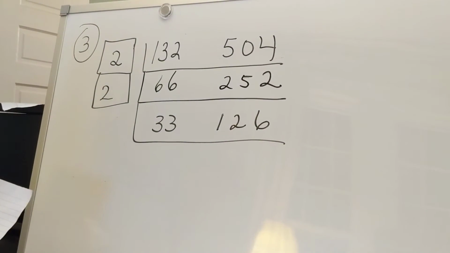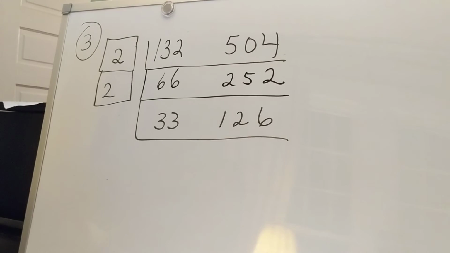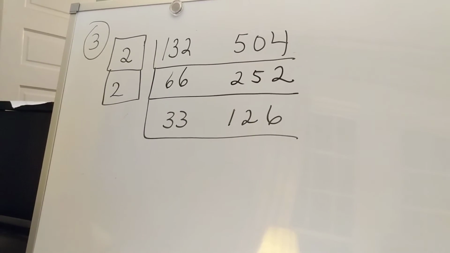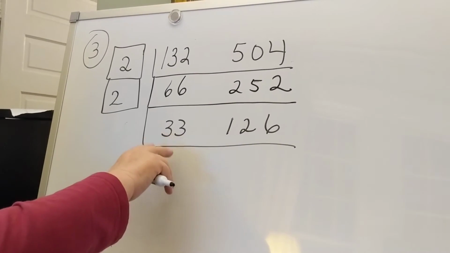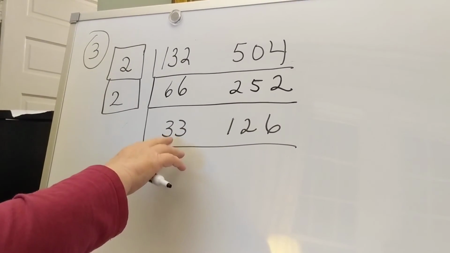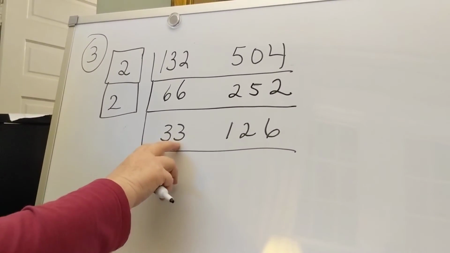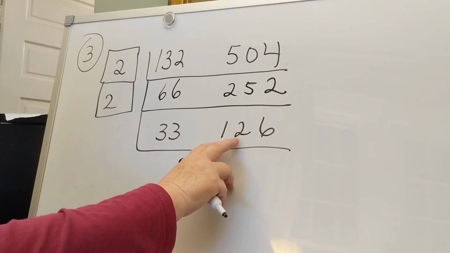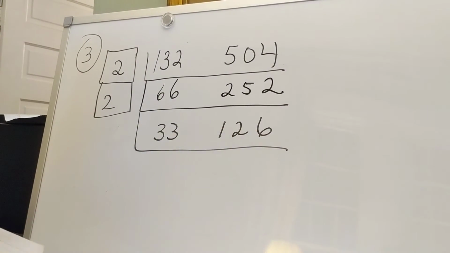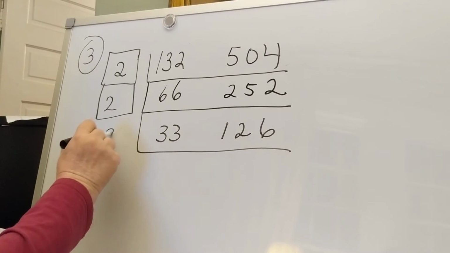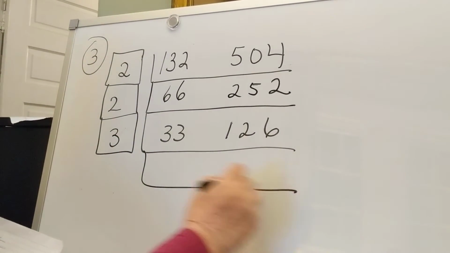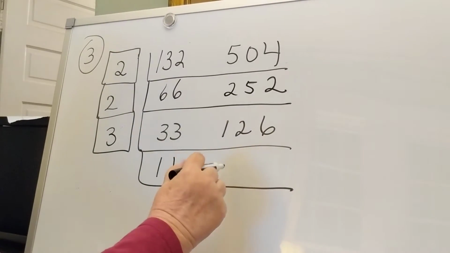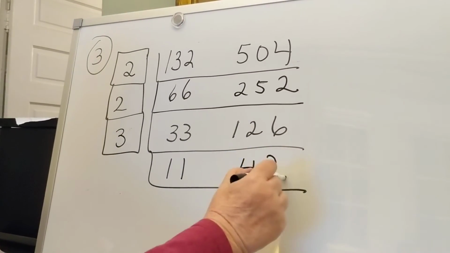126. Okay. Do I stop here? They're both not going to be divisible by an even number, so no even numbers are going to work, but let me try. 5's not going to work. Let's try 3. 1 plus 2 plus 6 is 9, and 9 is divisible by 3, so yes. 3 goes into 33 11 times. 3 goes into 126 42 times.